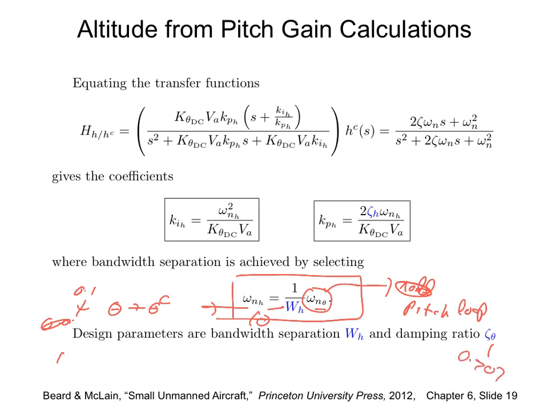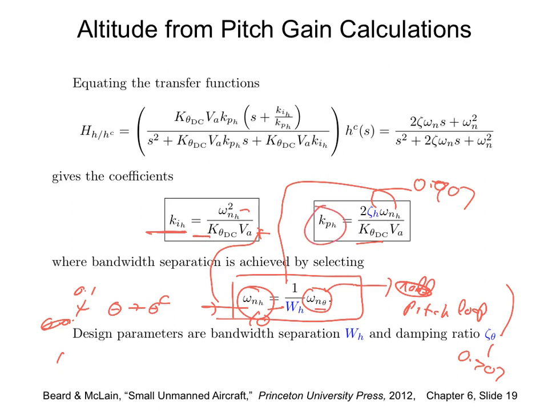You can choose the damping to be 0.707. So you select this first. Once you have this, the others are known to you, and this is coming from here. Everything else is known, so you can compute Kph and Kih. That's how you get these two gains in this loop.